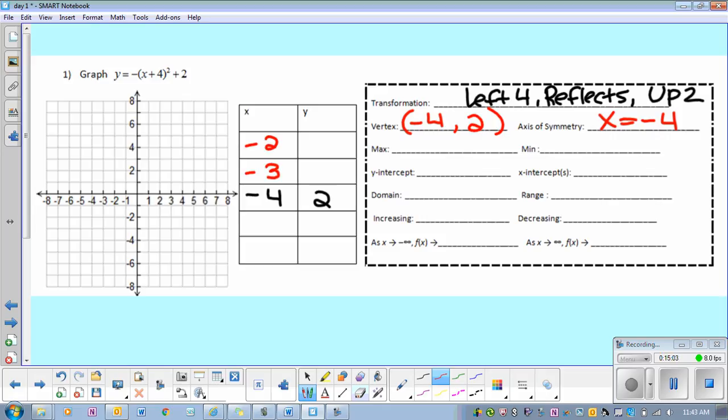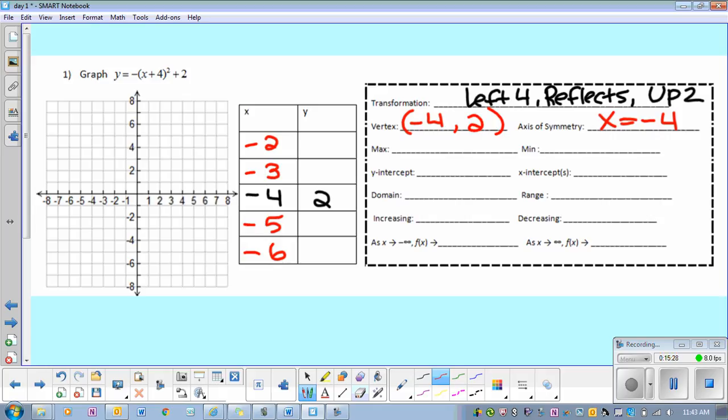-3, -2, -5, -6, right? A table of values is just something for you to make, to kind of help you graph. You can choose any numbers you want to. The only time that choosing any numbers you want for the x doesn't work is if you have a fraction. Then you might end up with some weird numbers. That's okay, right?